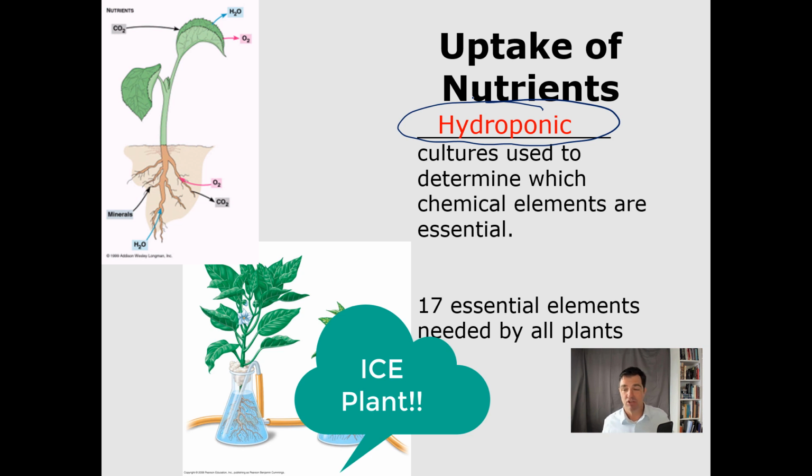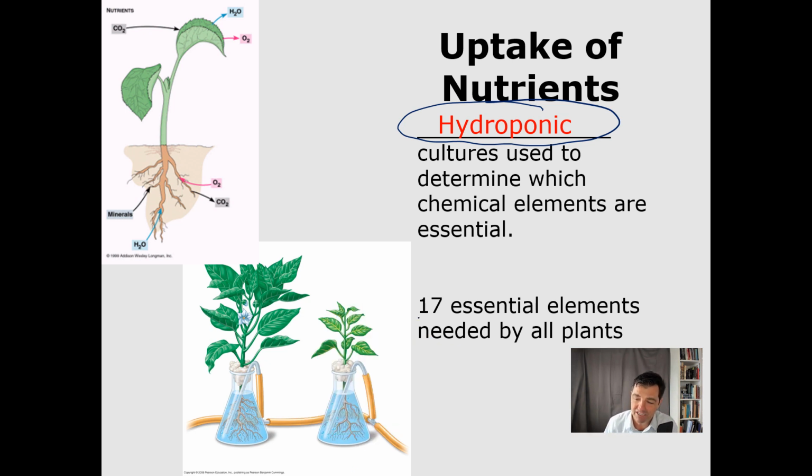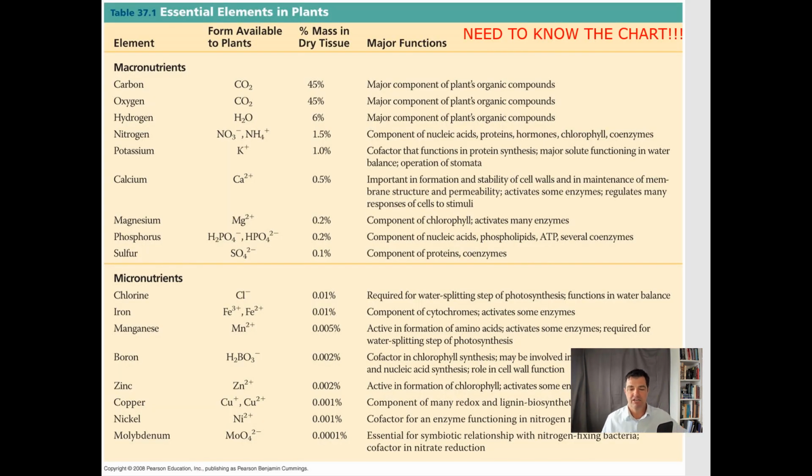But the idea with hydroponics is you can grow plants without the soil, because you can replace the soil chemicals by adding these 17 essential elements that are needed by all plants. So this chart is one of those things you're going to have to know as well. You're going to need to know all 17 nutrients that a plant needs and what it's used for and about how much.